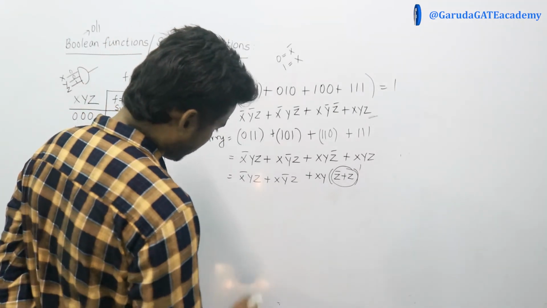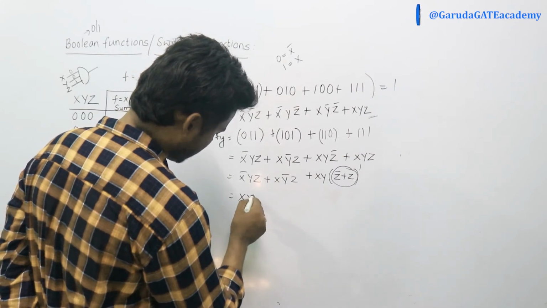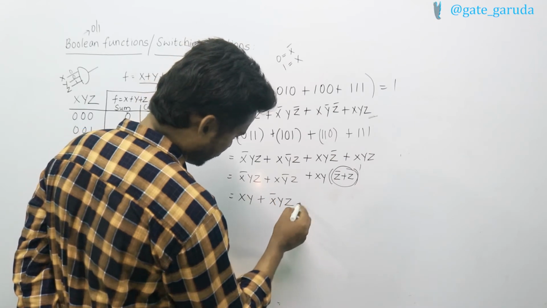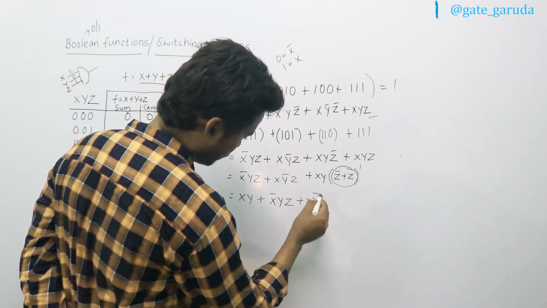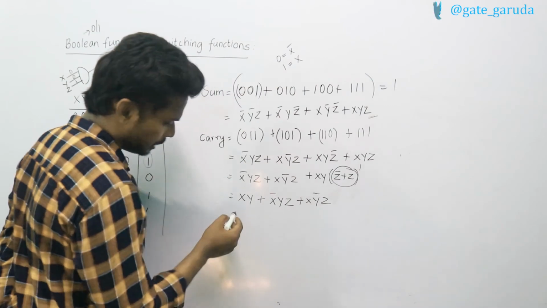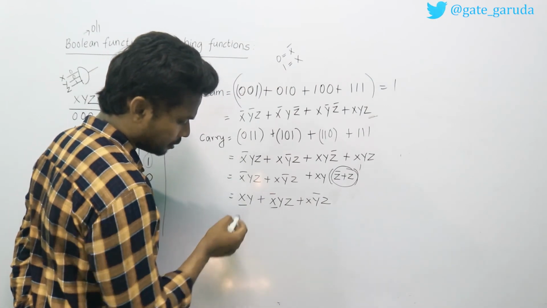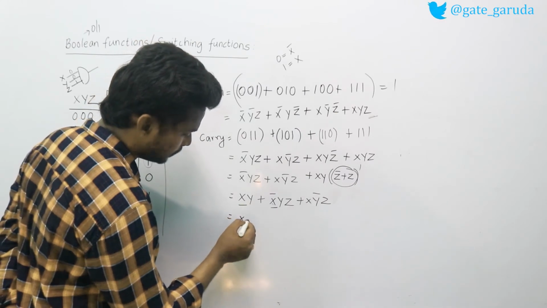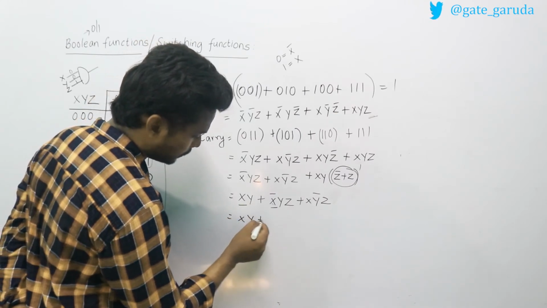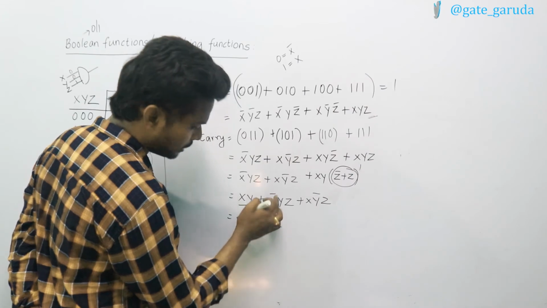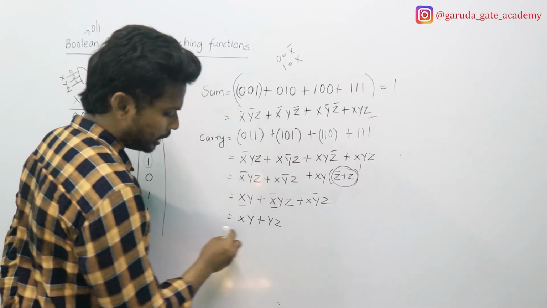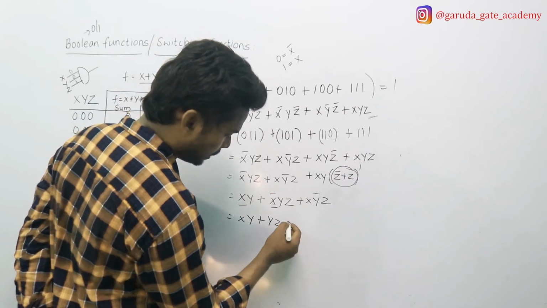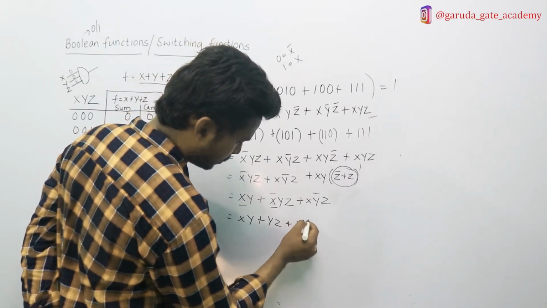xy plus x bar yz plus xy bar z. So see here, x bar. So this is the complement of this one. Using Boolean algebra concept, we can write xy plus yz because x bar will be absorbed. And by using yz in this expression, we get the same expression, right?